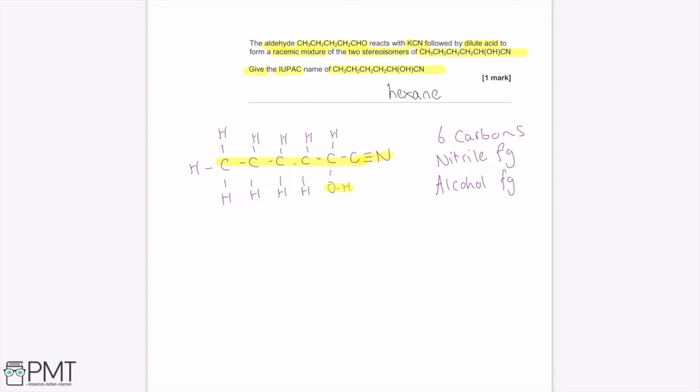The alcohol functional group, instead of being the suffix -ol, will have the prefix hydroxy, and as it is on the second carbon, it will be 2-hydroxy. And as it is a nitrile functional group, we will put nitrile on the end after the hexane. So what we are left with is 2-hydroxyhexanenitrile. And this gets us the first mark for this question.